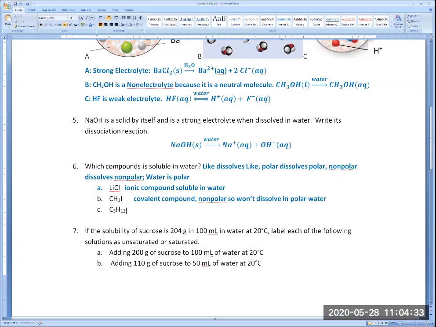Okay, so let's look at the other one here. C5H12. Can you tell me, is this a covalent compound or an ionic compound? So tell me, ionic or covalent? Yes, it's covalent. It's covalent because it's made of carbon and hydrogen only. And carbon and hydrogens make covalent compounds.